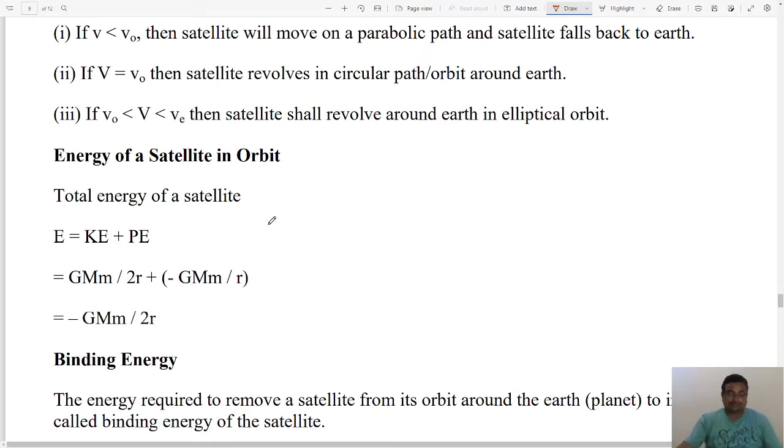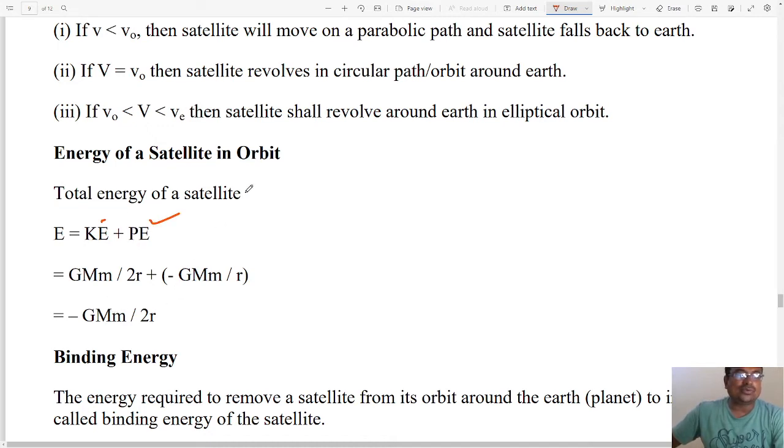Now, let's discuss the energy of a satellite in an orbit. The total energy, the mechanical energy, is the sum of kinetic energy and potential energy. That formula is GMm by 2r.